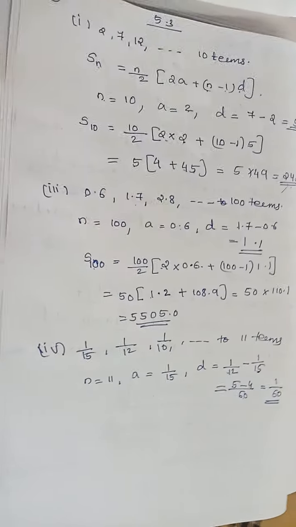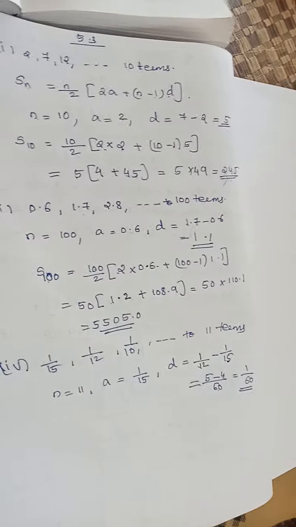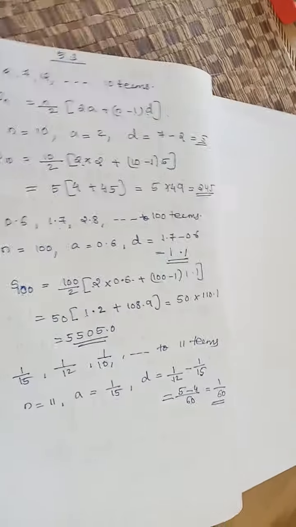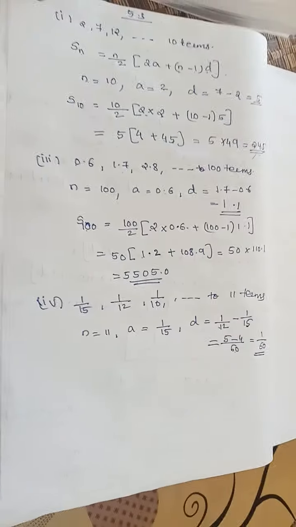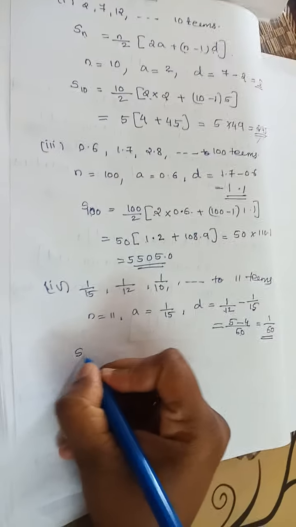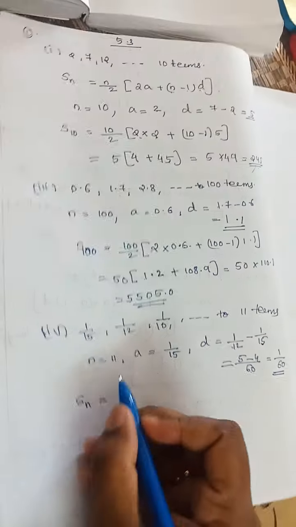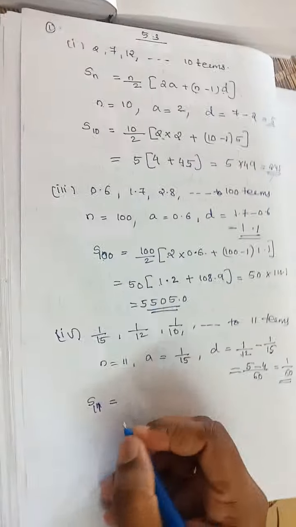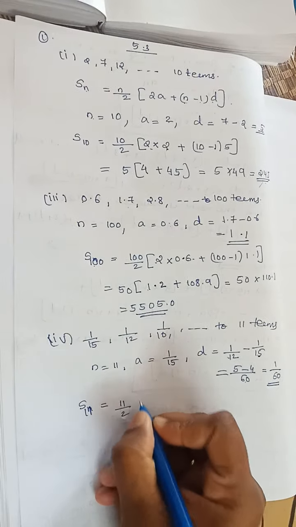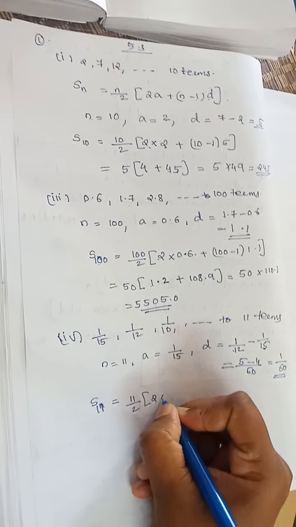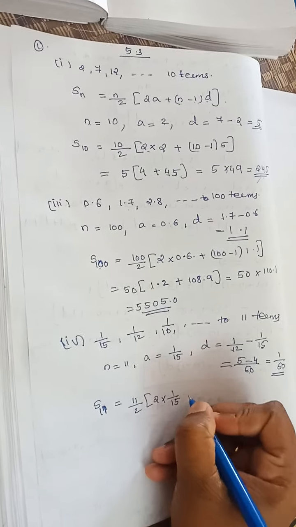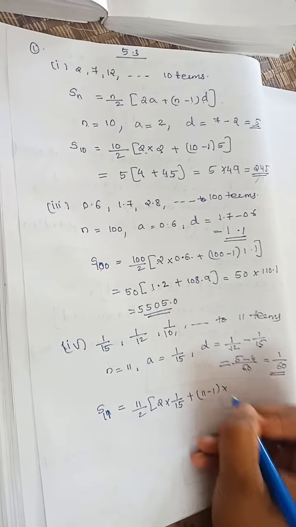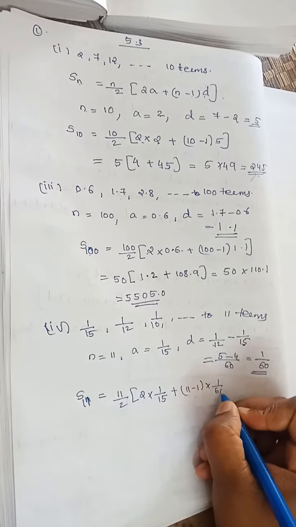Now we get D is equal to 1 by 60, n is equal to 11, a is equal to 1 by 15. Next I am going to substitute all these values in the equation. Sn, what is n? 11. So you can write 11 here. n by 2, 11 by 2, into 2 into 1 by 15, plus n minus 1, that is 11 minus 1, into d, which is 1 by 60.